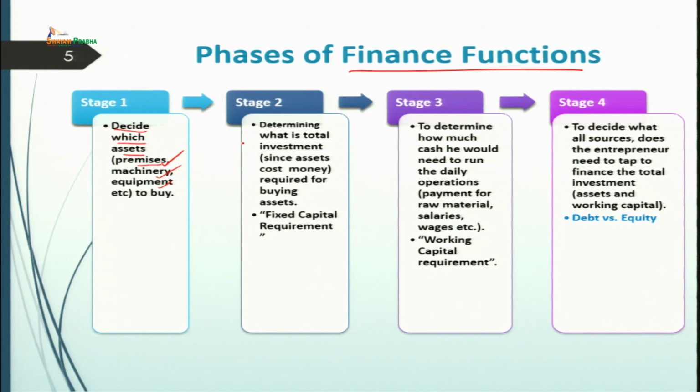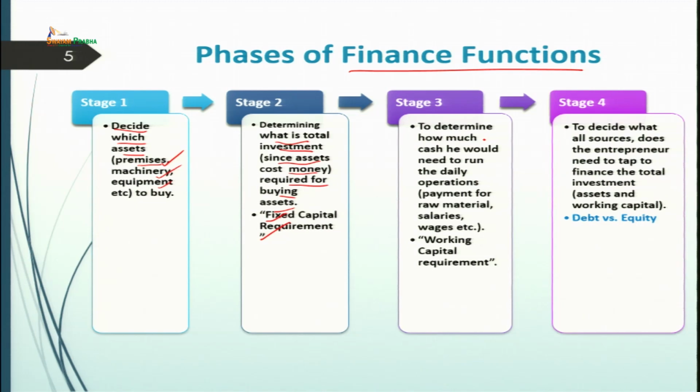Stage 1 is finding out in which particular asset you are going to invest the money, where the money is to be invested. The second stage is determining the total investment. Okay, fine, you decided in stage 1 that you need to buy machinery, and you decided to buy it from Korea. Stage 1 is over, and you have evaluated the amount that you have to pay for getting that machinery from Korea. So you determine the total investment you have to make, the asset cost, the money required for buying the asset and the fixed capital requirement. You have to figure out that this much money is needed for buying the machinery from South Korea.